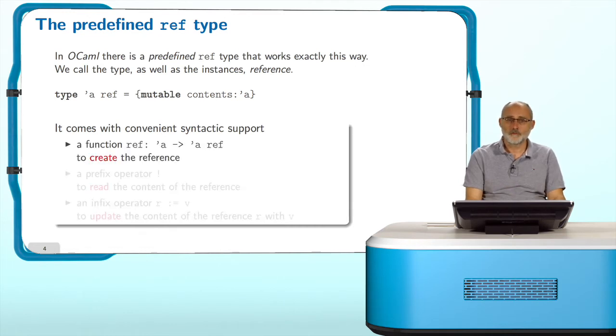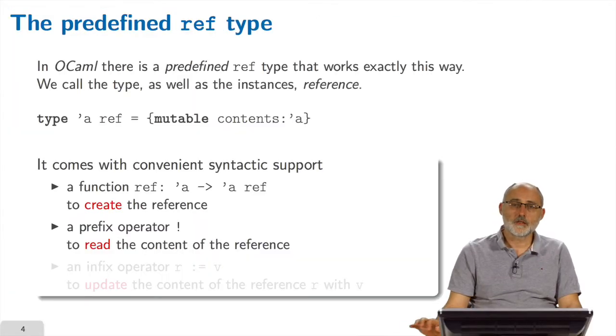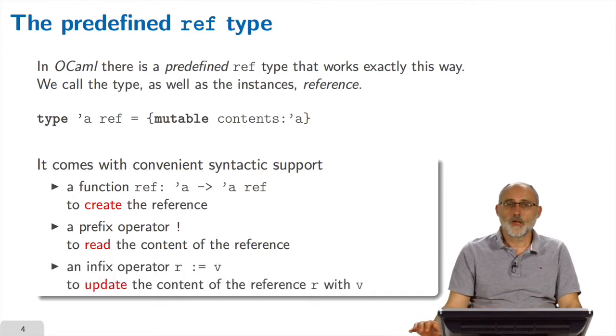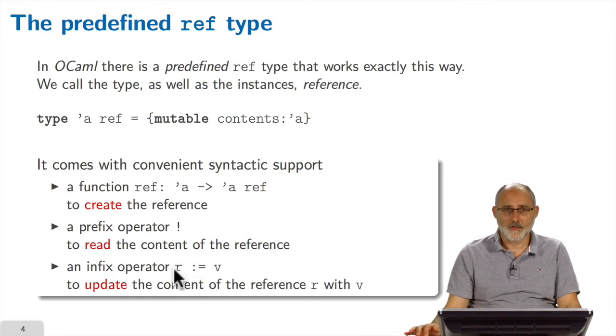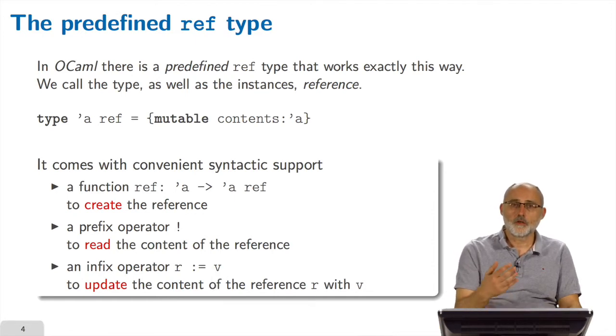You have a function predefined for you, which is also called ref, that is able to create a reference. We pass the function the value to store in the reference. It provides us with a reference initialized to this particular value. Now you have a prefix operator, bang, which is used to explicitly indicate you want to read the content of the reference. And then you have an infix operator, colon equal, which is used to perform update of the content of the reference. So this will mean update the content of the reference R by putting in there the value V. Let's see this at work on a simple example.